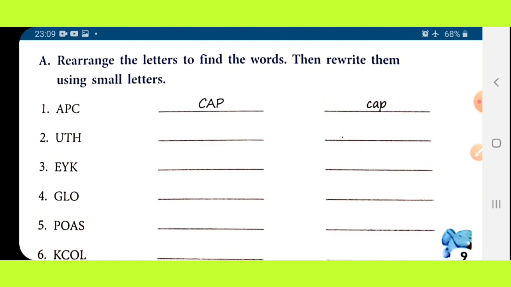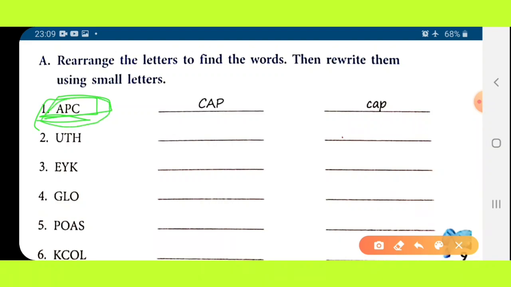But this time you have to give the answer more quickly. Okay? So, the first is done here for you. Here is written APC. There is no meaning of APC. So, we have to rearrange the letters and make a sensible word. And here is the answer, CAP, cap. Yes, here we will write in capital letters and the same here we will write in small letters.